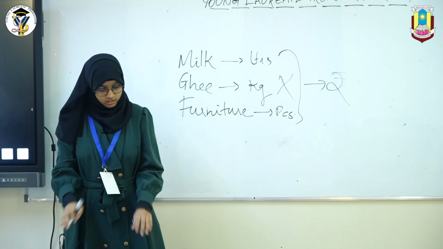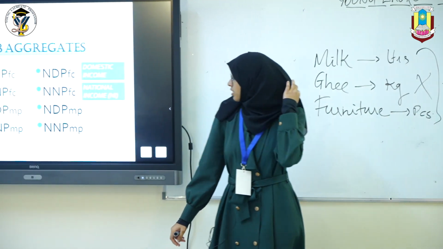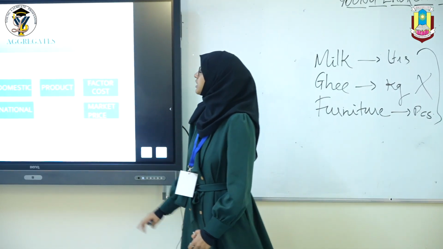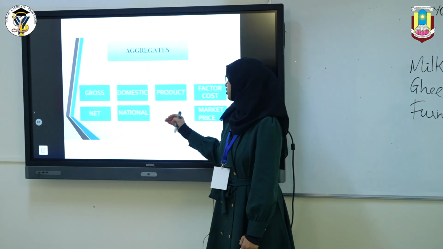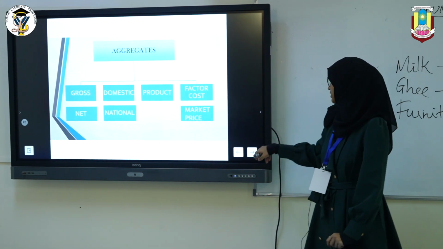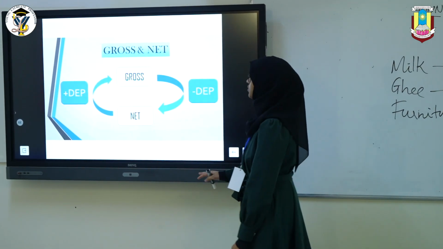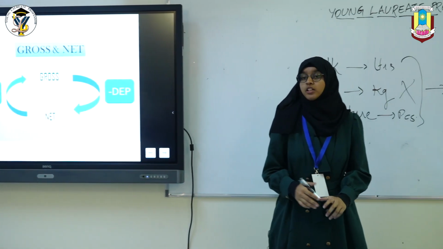So, there are total 8 aggregates. These aggregates are made out of these 4 components, which are gross and net, domestic and national, product, and factor cost and market price. We will study these in detail. The first one is gross and net. I will explain with the help of an example.